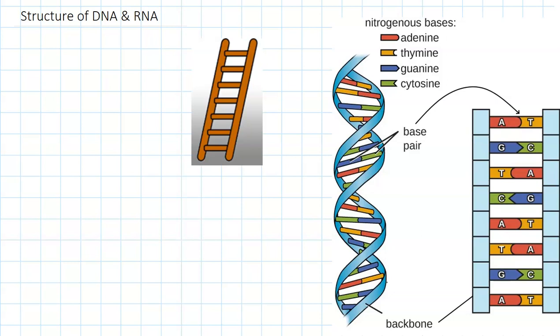Hey everyone. So in this video we're going into some more detail about the actual structure of DNA and RNA molecules. They're the two types of nucleic acids that cells use to keep their genetic information and to help them make proteins. So the basic summary of the structure of DNA is that it's like a twisted ladder.